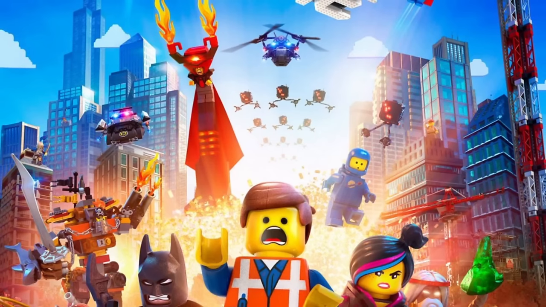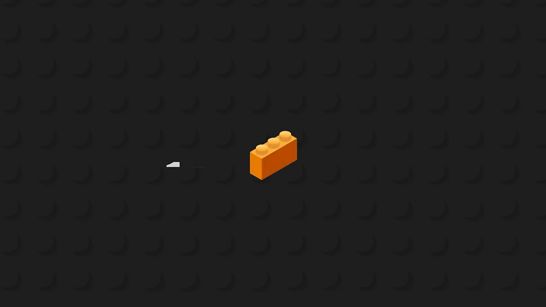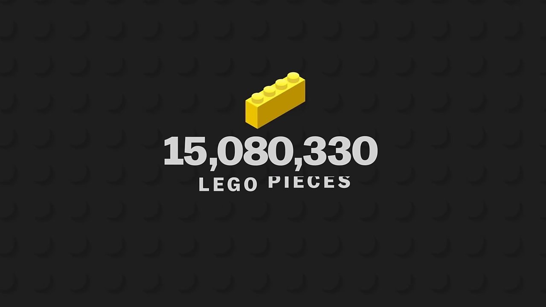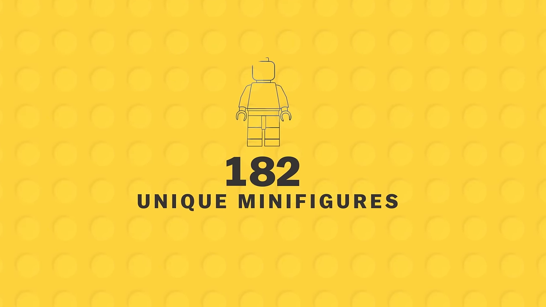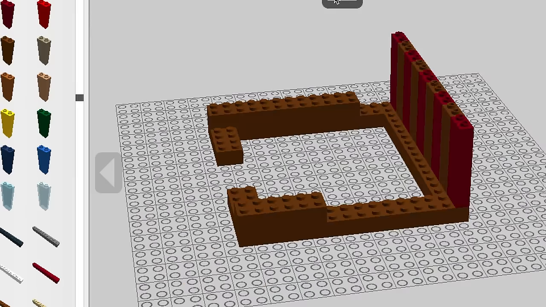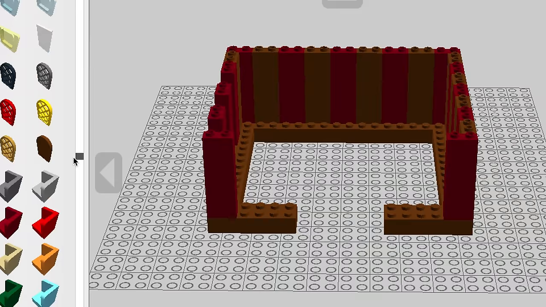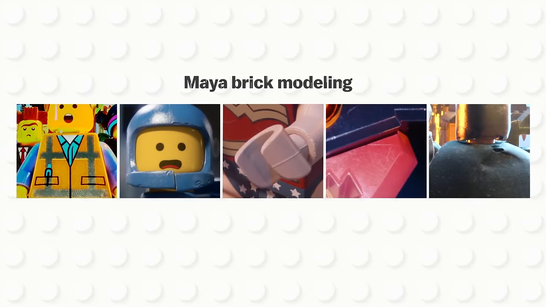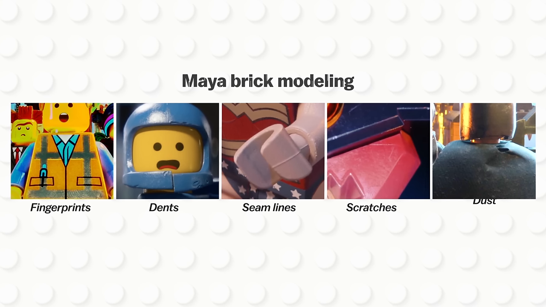The Lego movie, of course, was a huge technical feat. There are 15,080,330 animated Lego pieces and 182 unique minifigures in the movie. Early mock-ups of buildings and vehicles were drafted out on a free software called Lego Digital Designer. Later on, in the animation software Maya, each brick was given profiles for fingerprints, dents, seam lines, scratches, and dust.